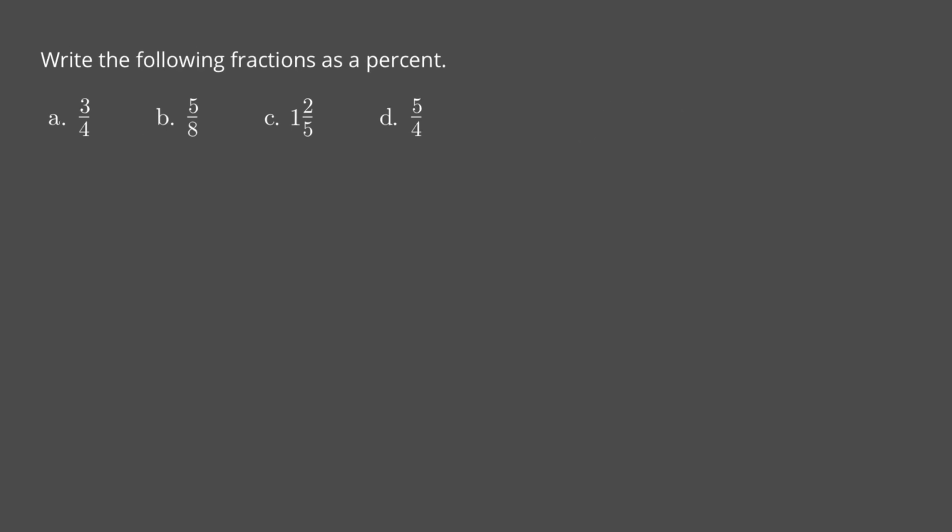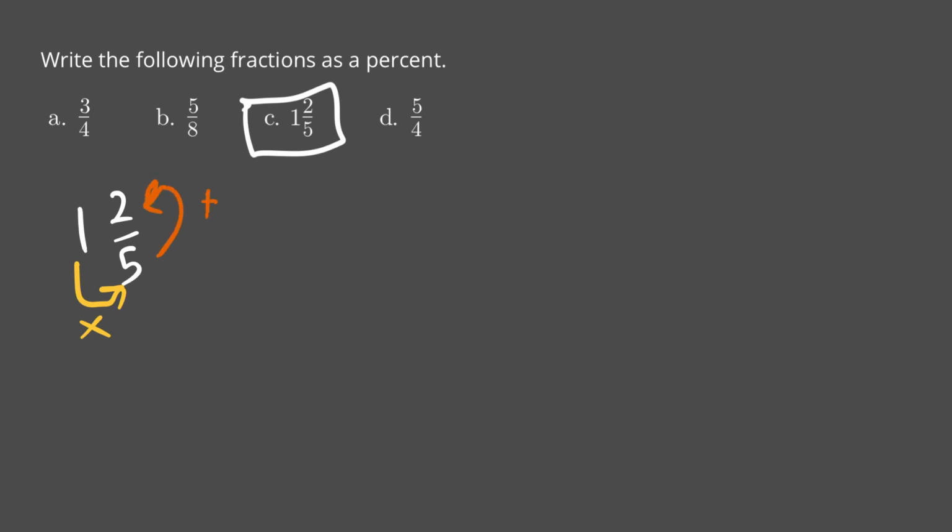Part C can be done in multiple ways because we have a mixed number. For simplicity purposes, we will do it using long division. So first, let's turn this into an improper fraction. We have 1 and 2/5. We will take the whole number, multiply it by the 5, and then add that number to the numerator. So we have 1 times 5, that gives us 5, plus the 2, that's 7. So we have 7/5.